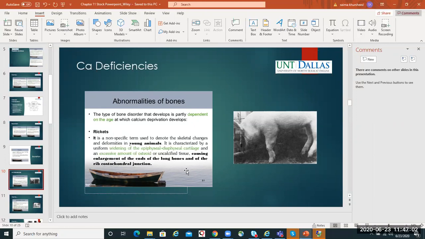It's a non-specific term used to denote the skeletal changes and deformities in young animals, and it's characterized by a uniform widening of epiphyseal or diaphyseal cartilage and an excess amount of uncalcified tissues, causing the enlargement of ends of the long bones and of rib costochondral junction. You can see here, the legs of the pig are twisted. So it actually changes the skeletal formation or causes some deformities in the skeletal structure.